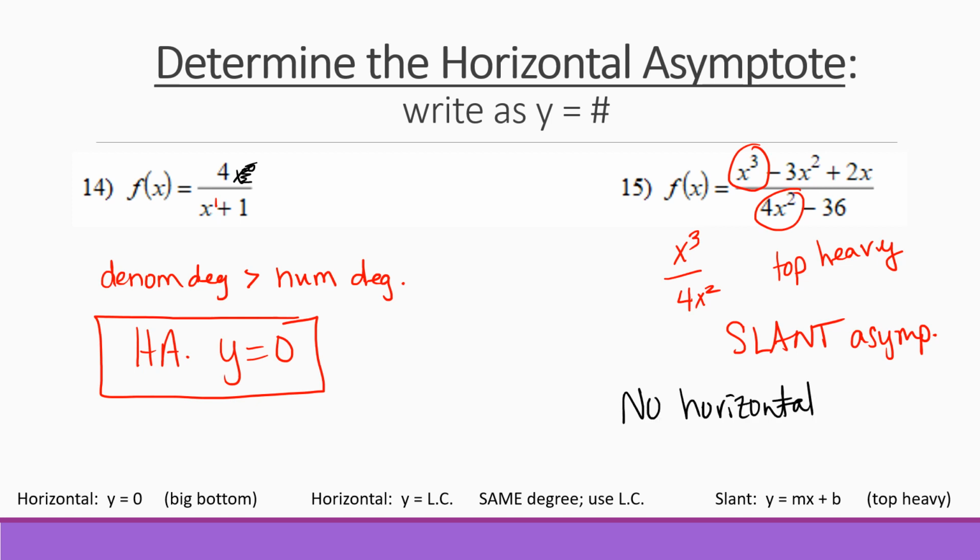which means there's no horizontal asymptote. So since we're not determining the equation of our slants, you guys in this case can just say no horizontal asymptote for this particular function.